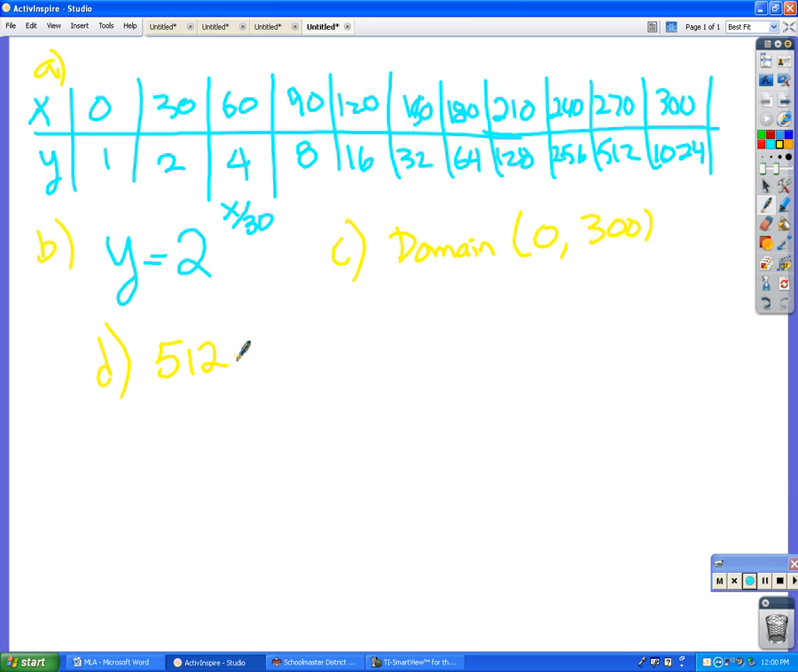E, after what 30-minute interval will you have at least 600 bacteria? 11. Because this one was the 10th, right? So the next one would have to be the 11th. Okay?